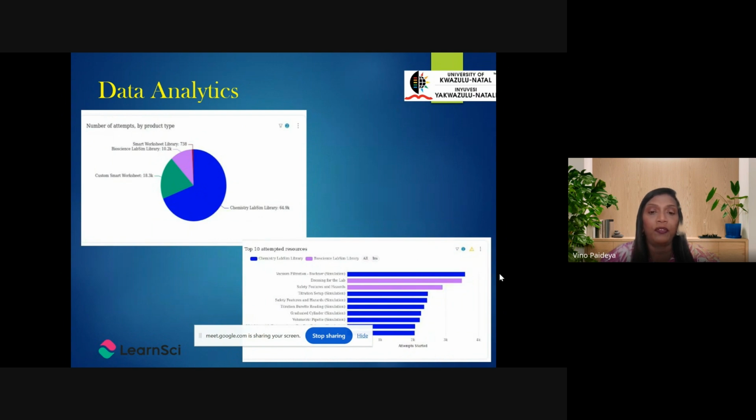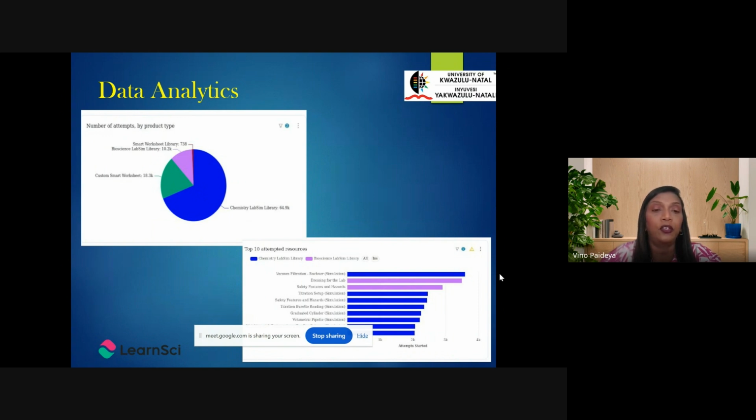Just to show you some of the analytics that are available to us. The first one shows the number of attempts. For example, if we were using the reflux that I just showed you, we see that there's a significant number of students who use the lab sims regularly, and this is probably so that they improve their lab skills.